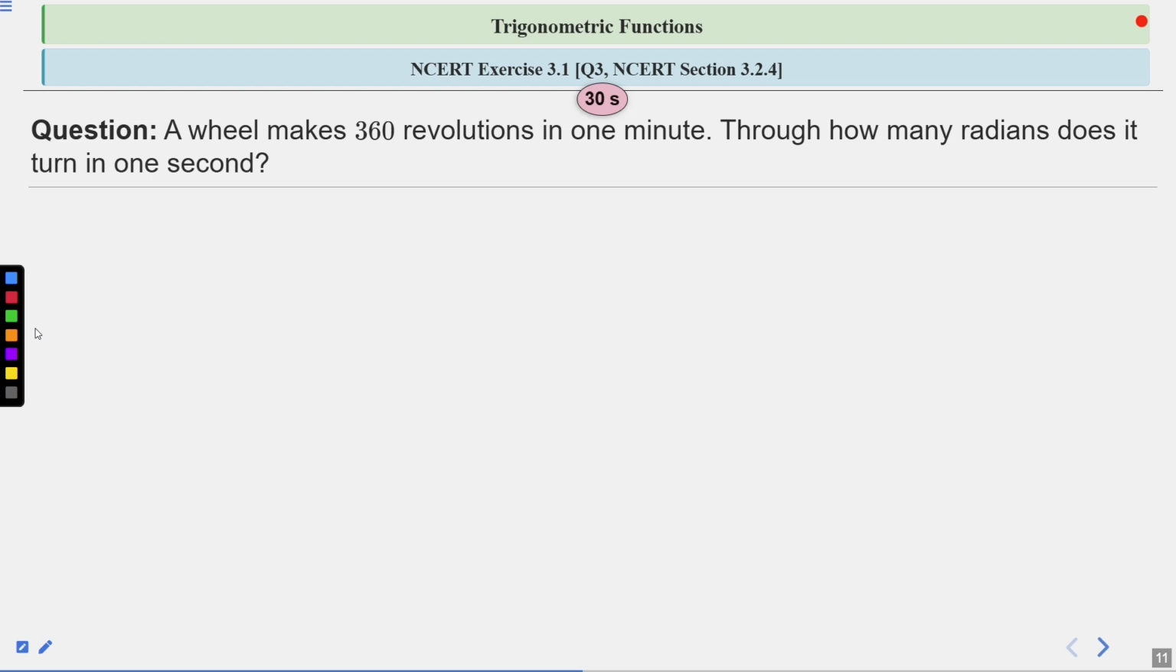Again, I'm giving you some time to solve or think about this question. After that, we'll move to the solution part. Okay, let's move to the solution part.